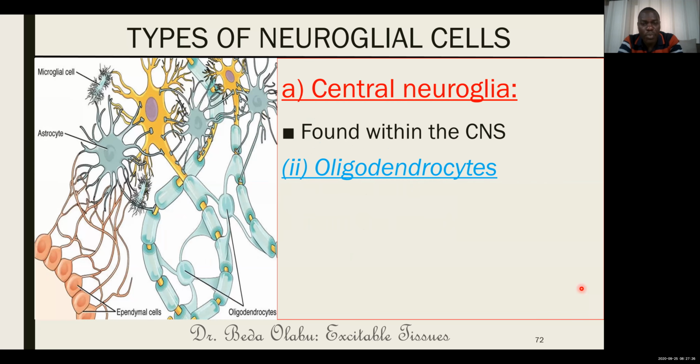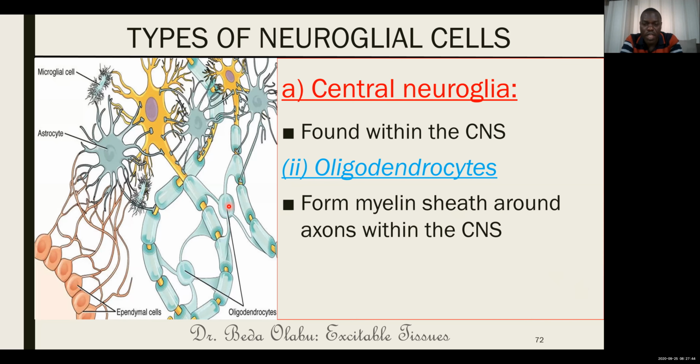The second type of central neuroglial cell is what we're calling the oligodendrocytes. Oligodendrocytes look like this, okay, or maybe in this image, that one is what is represented as oligodendrocytes. What is unique about them, or what is their role? Oligodendrocytes form the myelin sheath around axons within the central nervous system. That is what we call myelination.